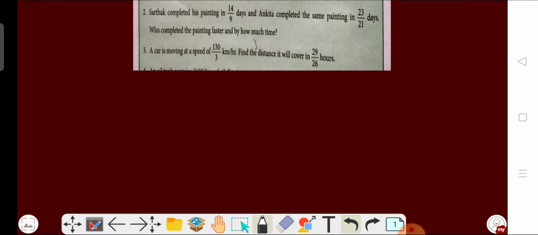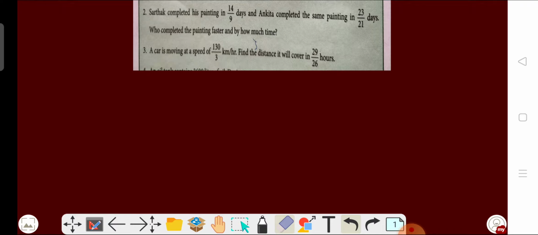The second question is: Sarthak completed his painting in 14/9 days and Ankita completed the same painting in 23/21 days. Who completed the painting faster and by how much time? In this question, we have two persons, one is Sarthak and another is Ankita. Sarthak takes 14/9 days to complete the painting and Ankita takes 23/21 days.